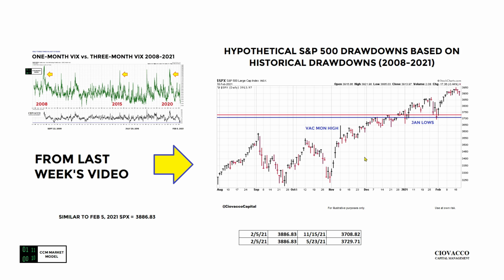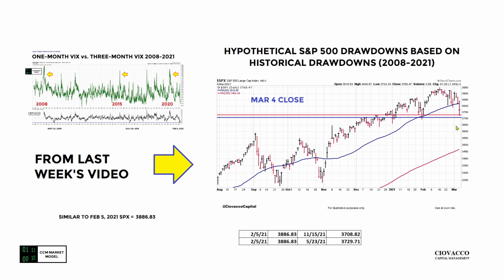Here's a maximum drawdown chart that we covered in last week's video. Have we exceeded the levels that we showed last week? As of Thursday's close, the answer is no. Came down intraday and tagged these levels. There's nothing magical about these levels. They just help us assess probabilities.